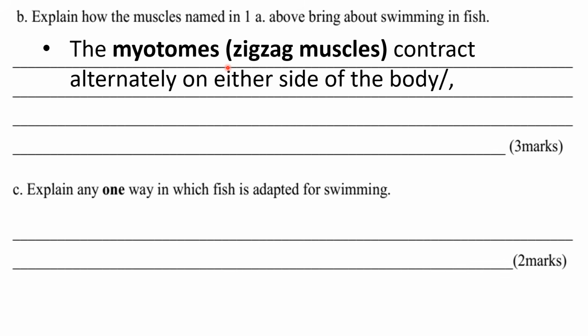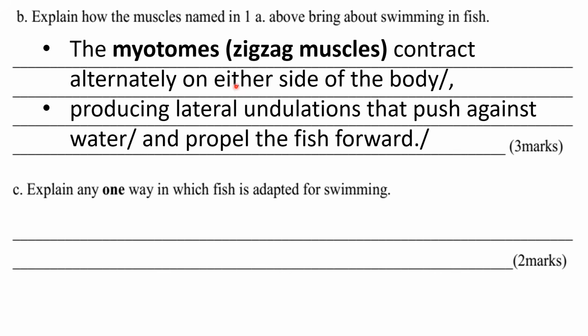So the myotomes, which are the zigzag muscles, contract alternately or one after another on either side of the body of the fish. Remember, the fish has two body sides, the left side and the right side. So these muscles contract one after another alternately on either side of the body. By saying this, 1 mark.